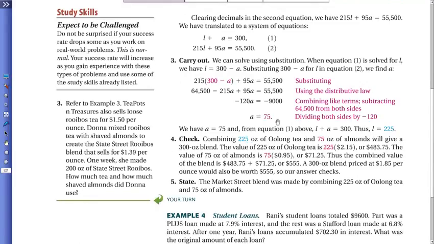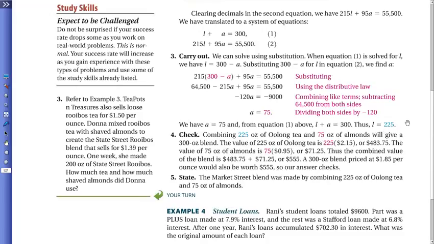So if you go back to the original equation, put 75 in there and solve for L, you're going to end up with L being 225. And then I'd ask too, in terms of the word problem, does 225 ounces of oolong tea plus 75 ounces of almond slices add up to 300 ounces? And yes. Okay, so it fits that definition of that.